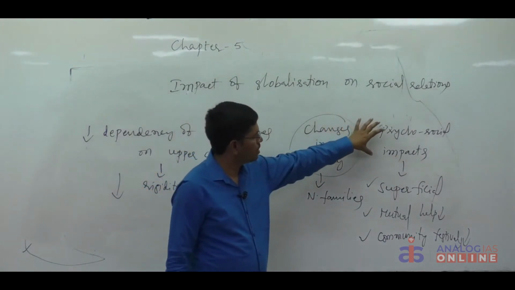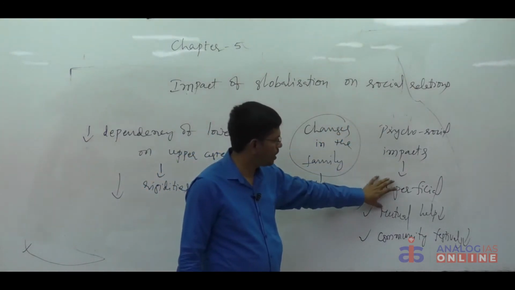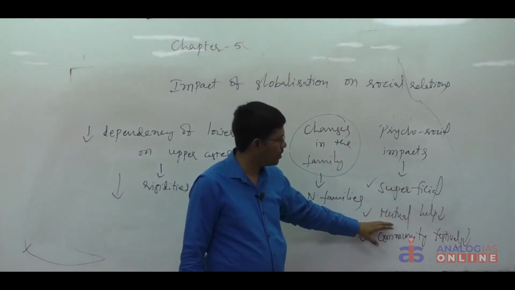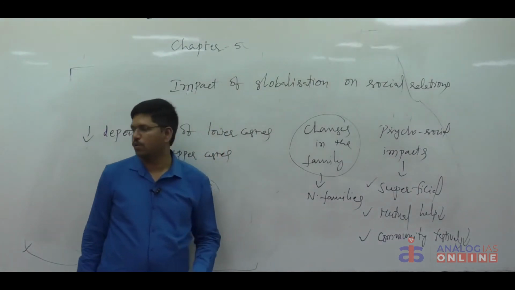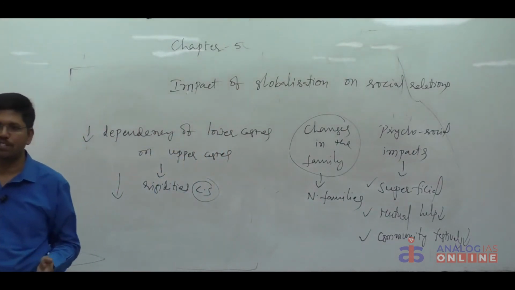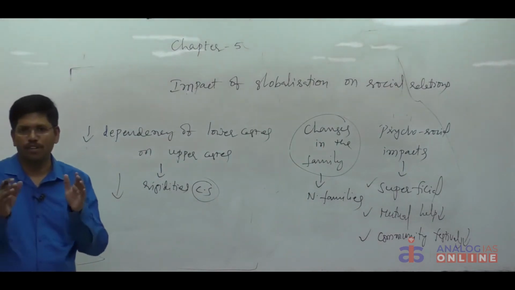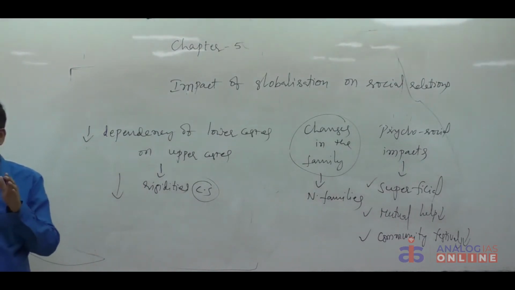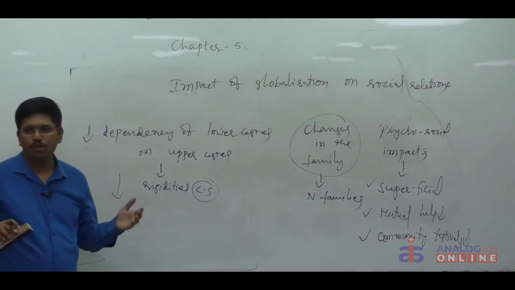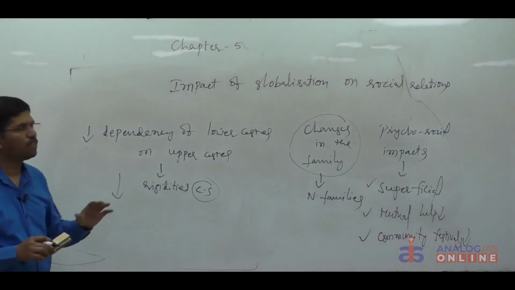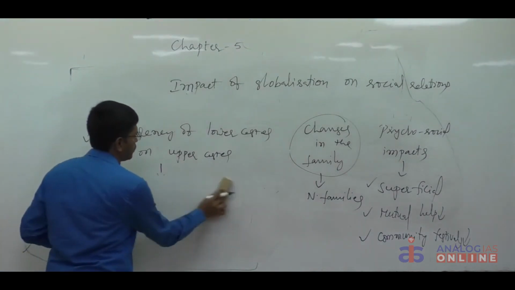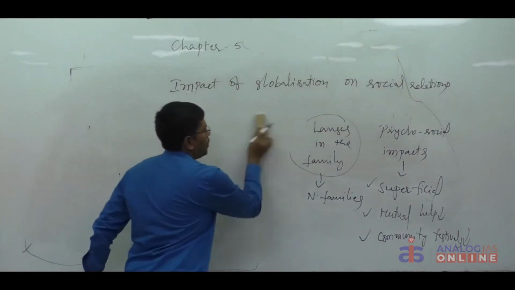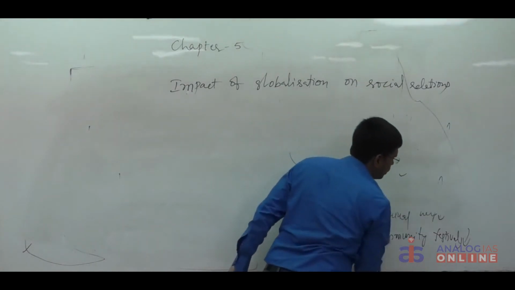And with respect to other psychosocial impacts, all the relations have become highly superficial. The spirit of mutual help was decreased. Community festivals were decreased. And secondary relations came into existence. People started forming different associations, teachers association, doctors association, lawyers association, like that. So secondary groups came into existence. All these are the impacts of globalization on social relations in the villages. This is about 5.1.